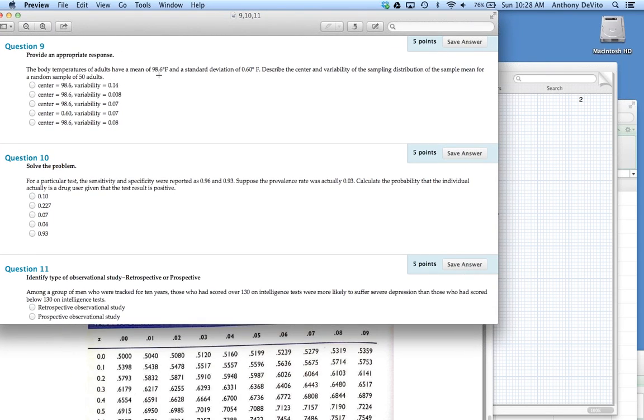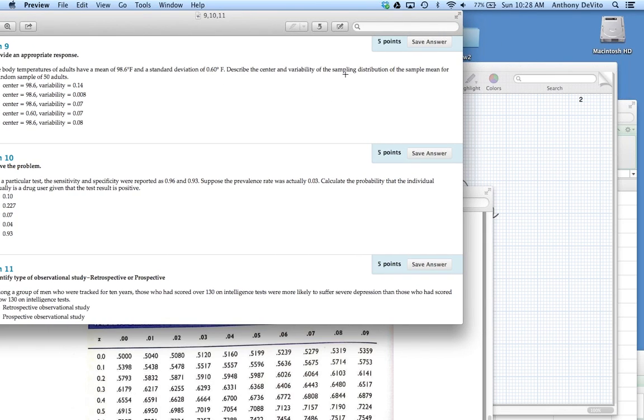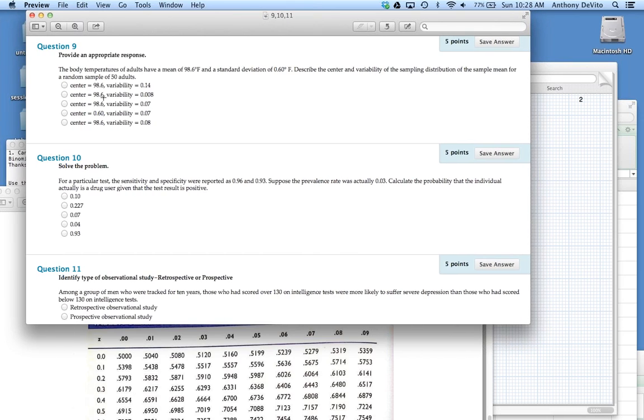Okay. Find an appropriate response. The body temperatures of adults have a mean of 98.6 degrees and a standard deviation of 0.6 degrees. Are we talking about the population or a sample? That to me looks like population. It didn't say anything about a sample. Describe the center and variability of the sampling distribution of the sample mean for a random sample of 50 adults.